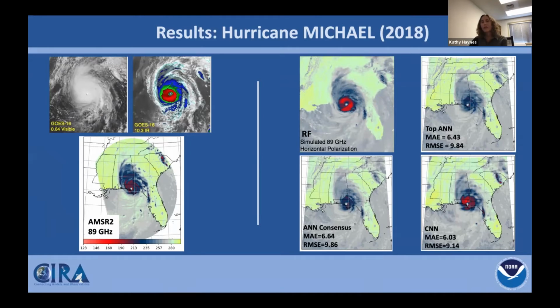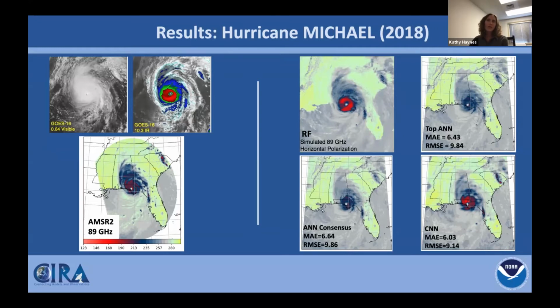If we move to the right-hand side of this figure, what we see are 4 plots of 4 results. In the top left panel, we'll see the results from the random forest. In the top right is our top performing fully connected neural network. In the bottom left panel, we see the results from a consensus of the top 7 models of our fully connected neural networks. And then in the bottom right are the results from our CNN. As you can see from all these images, they do a reasonable job at predicting the storm here, or Hurricane Michael. However, we can also see differences between each of these methods.